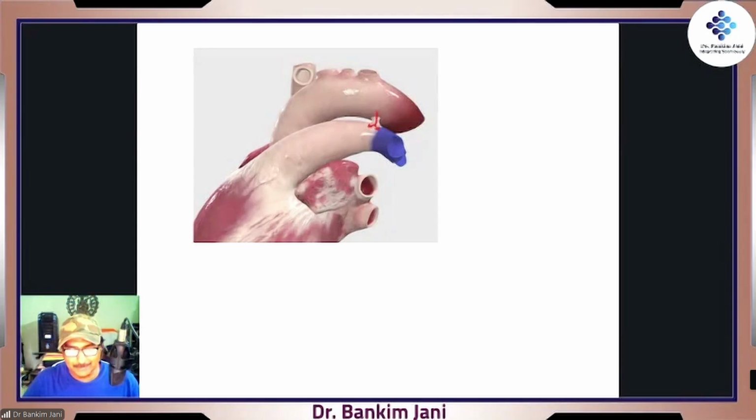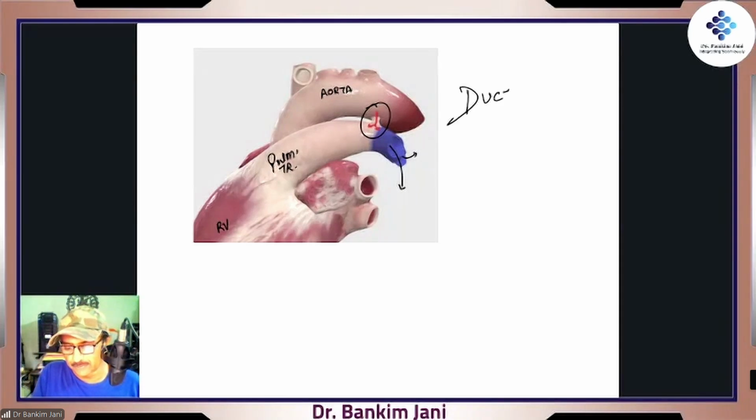As we see, this one is the aorta, and this one is our right ventricle. That's our pulmonary trunk, right? And this pulmonary trunk would divide into right and left. It is this. That is what is called the ductus arteriosus. Ductus arteriosus.